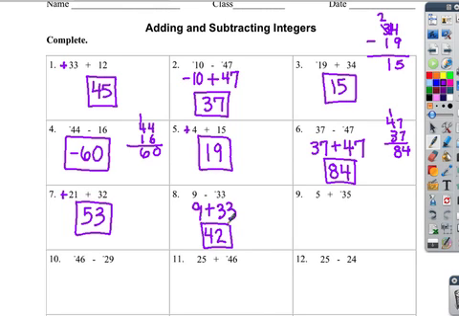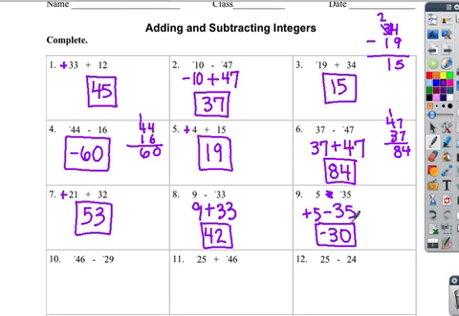Number 9, 5 plus negative 35. The plus and minus get in a battle, and the plus sign loses. So I have 5 minus 35. 5 is positive, 35 is negative. These are different signs, so I subtract. This gives me 30, and I take the sign of the higher number, which is negative. So negative 30.